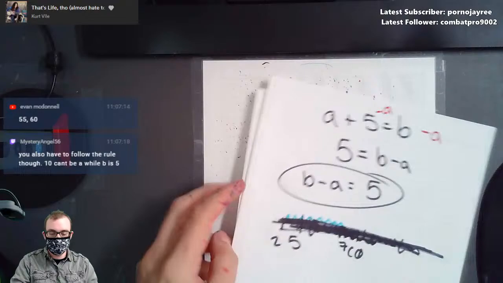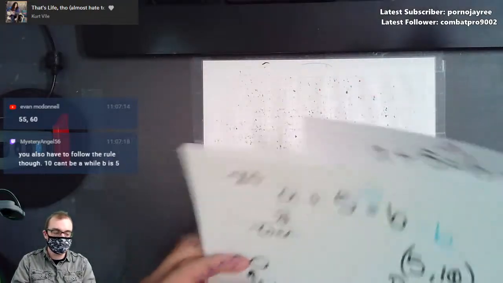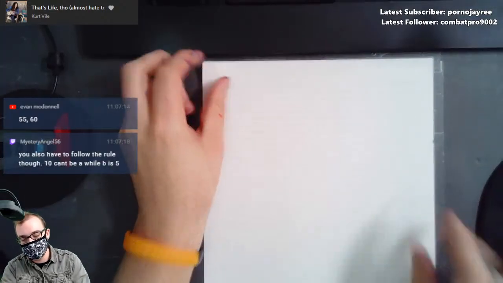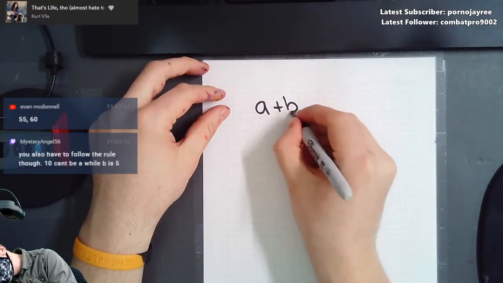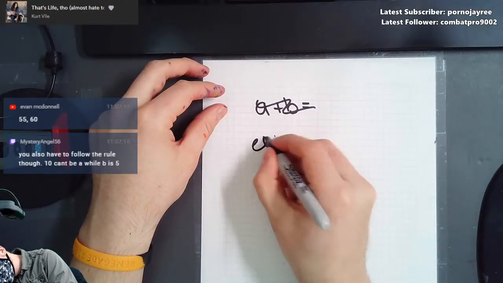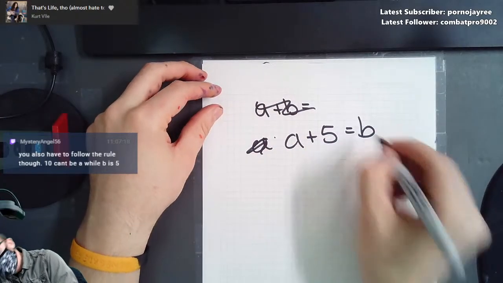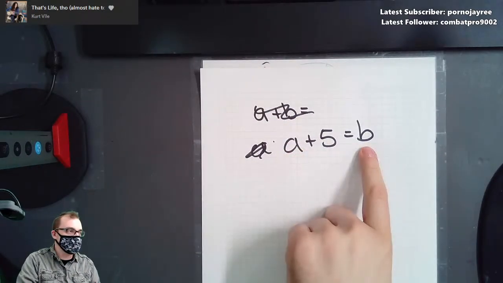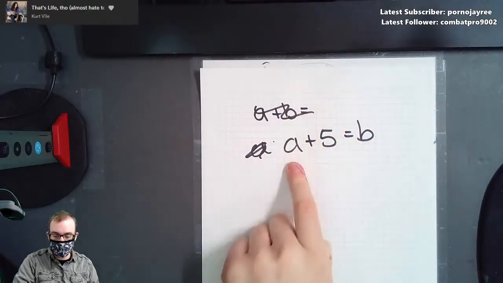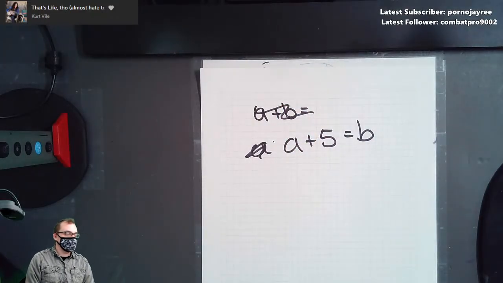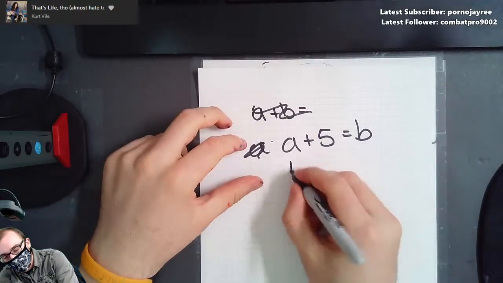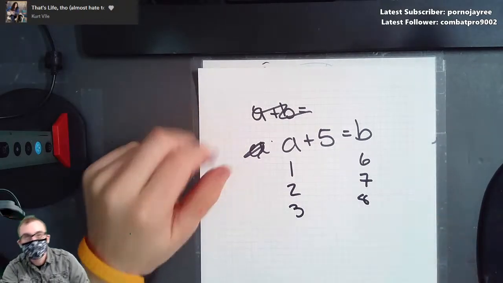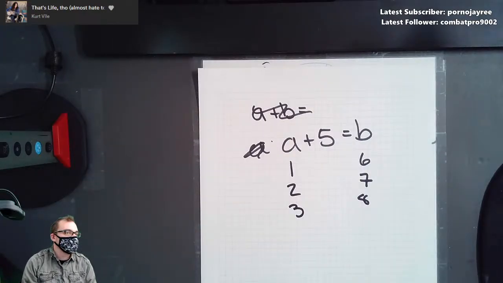What else do you know about A and B before we get on to how messy this is and how to fix that? If A plus 5 is B, what else do you know about A and B? If A is 2, B is 7. If A is 3, B is 8. If A is 4, B is 9. Not only are they always separated by 5, but what else do you notice about A and B? A is 1, B is 6. A is 2, B is 7. A is 3, B is 8. What other relationship do A and B have?